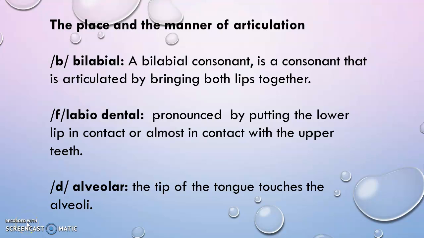A bilabial consonant is a consonant that is articulated by bringing both lips together, pronounced by putting the lower lip in contact or almost in contact with the upper teeth. The tip of the tongue touches the alveoli.